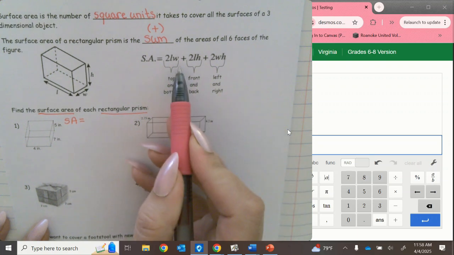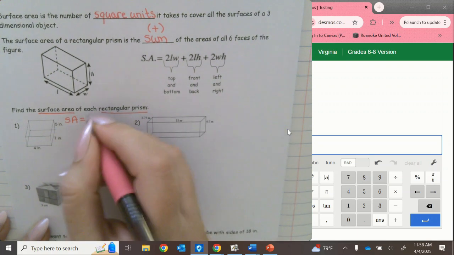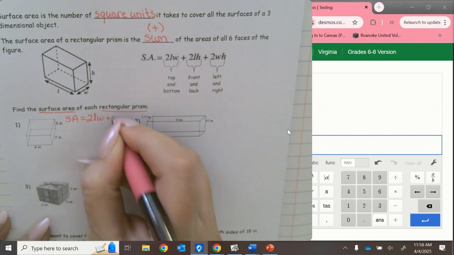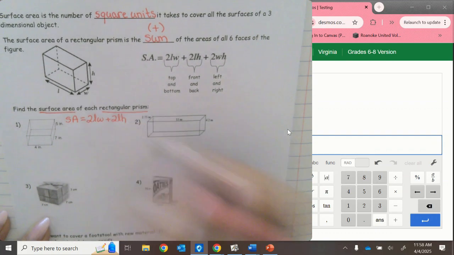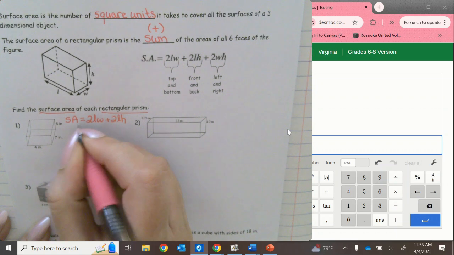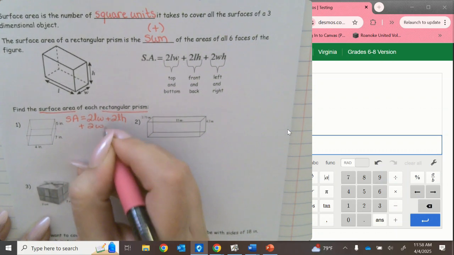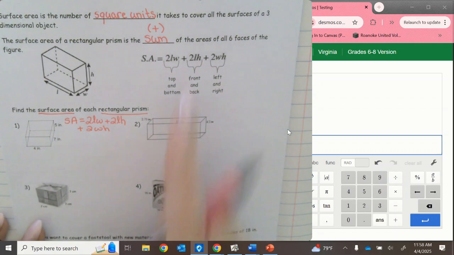So our formula for surface area of a rectangular prism is 2LW plus 2LH, I'm going to go on the next line for the rest of this, plus 2WH. I'm just copying it from up here.